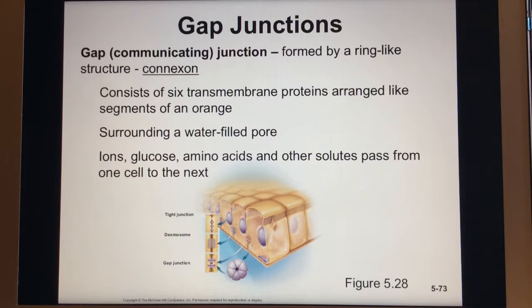And then the third type are called gap junctions, and gap junctions do allow communication, so sometimes they're called communicating junctions. And they have a ring-like structure called a connexin, and there's 6 proteins arranged in a circle, like segments on an orange. And this is how larger molecules or ions, glucose, amino acids move from one cell into the next cell.